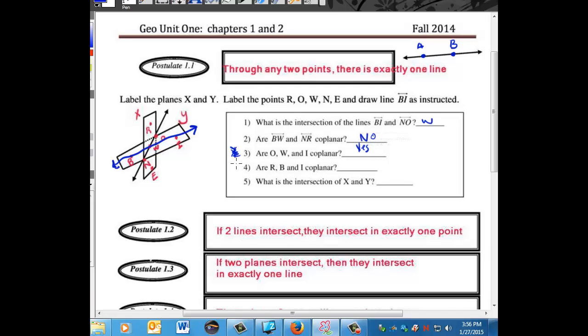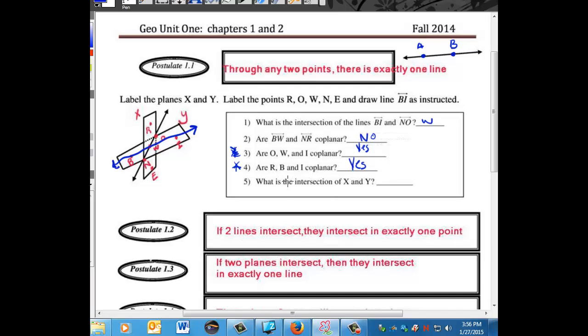But we will start question 4. This is the one that's visually confusing. R, B, and I. Here you have point R in plane X, point B in plane Y, point I in plane Y. So at first it appears that these 3 points are in separate planes, and they are. However, we have a rule that says that any 3 non-collinear points, there exists one plane. So we could actually draw in our own plane that would include R, B, and I because it's 3 points. We're going to say yes for this one.